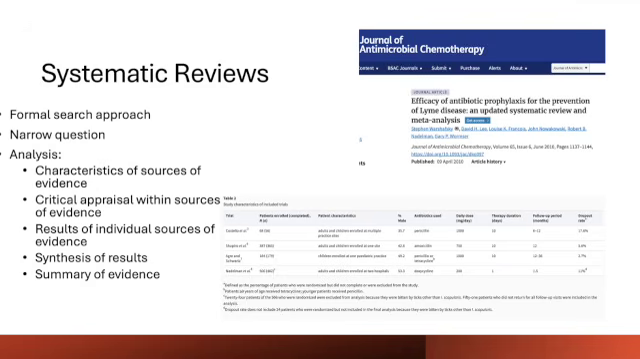It's one treatment and one outcome. The analysis will also provide the characteristics of the sources of evidence and an appraisal of the sources of evidence and the results, but it will synthesize the results and summarize the evidence on a much smaller topic than within a scoping review, which may ask a more general question.